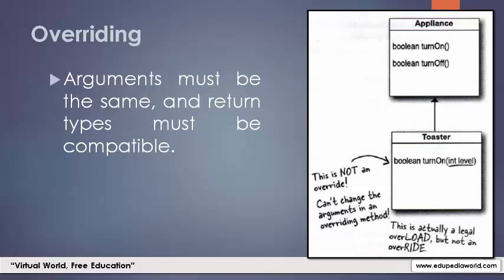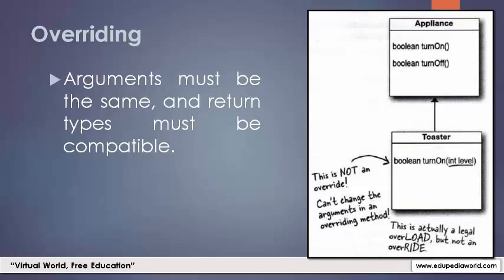Now this appliance class has two methods, turn on and turn off, and both of them return boolean values. Now this toaster class has a method with the same name as turn on, and it also returns a boolean value. Inside the parentheses, it takes an int type parameter, but in the appliance class, the turn on method doesn't take any parameter. Let's see whether this scenario is an overriding situation.